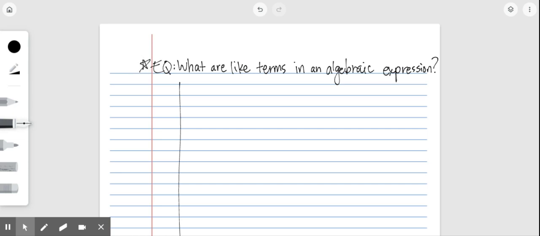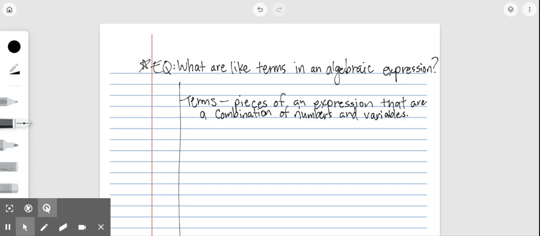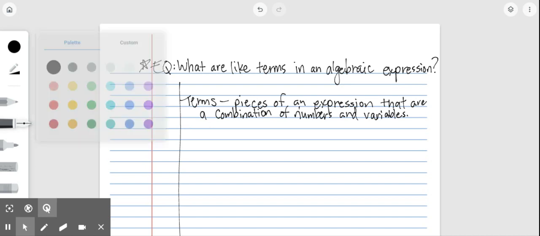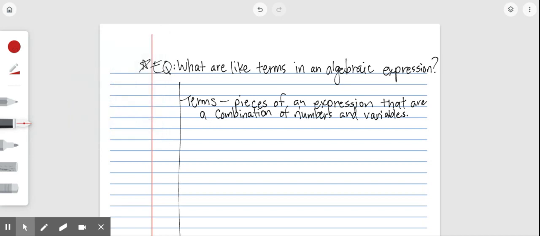Today we're talking about what are like terms in an algebraic expression. So the first thing we should do is decide what are terms in an algebraic expression. Terms, when you have an algebraic expression, are the pieces of an expression that are a combination of numbers and variables. The pieces don't include the addition sign, and they're usually separated by an addition or subtraction sign.